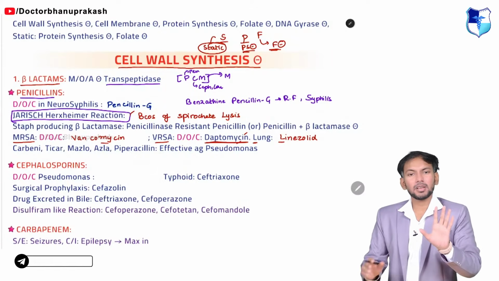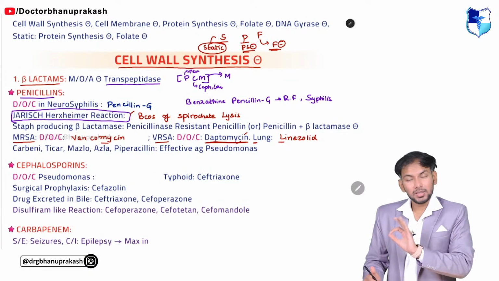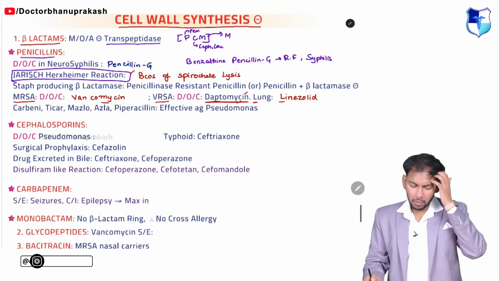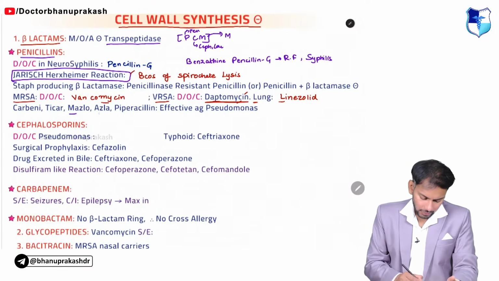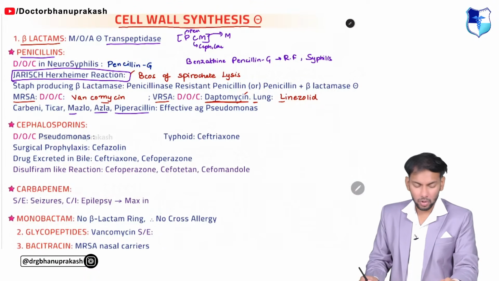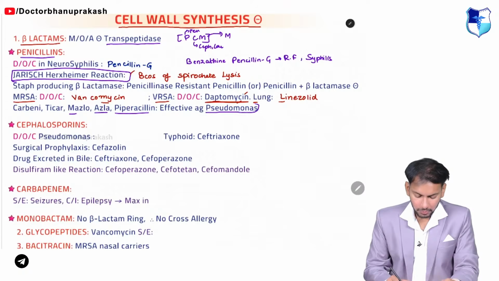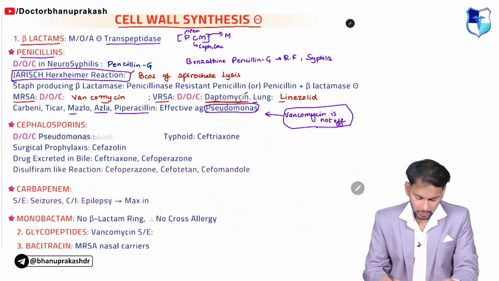That's all. MRSA, vancomycin. VRSA, daptomycin. VRSA in lungs, linezolid. That's all. Now, if you see in the penicillins, mezlocillin, azlocillin and piperacillin, yes, all of these are effective against Pseudomonas. But what is important is vancomycin is not effective against Pseudomonas. Please remember this much. Vancomycin is not effective against Pseudomonas. That is what I want you to remember.